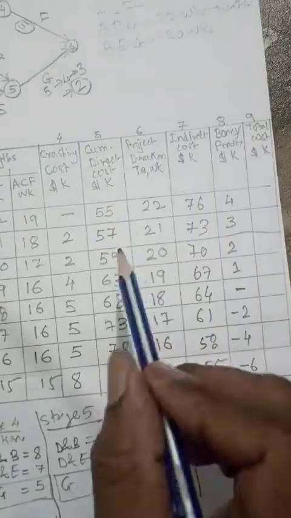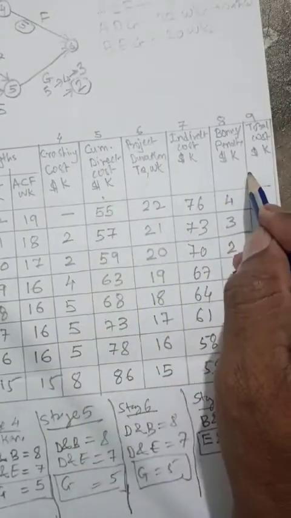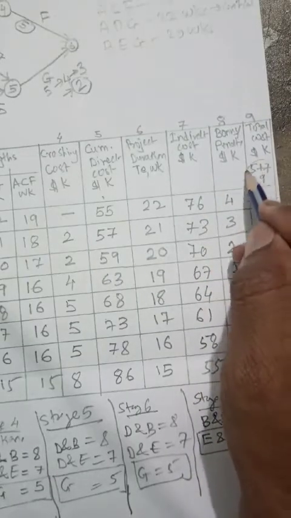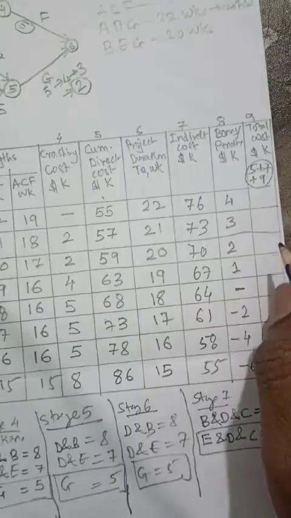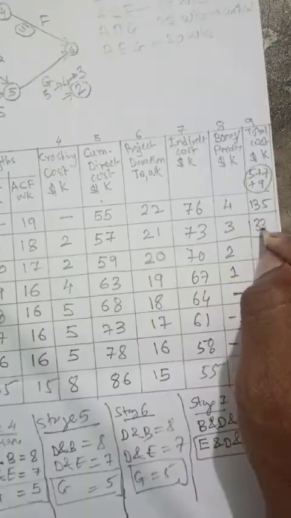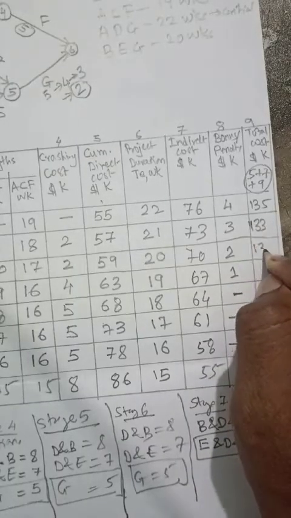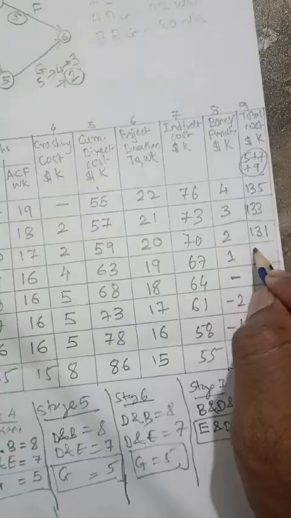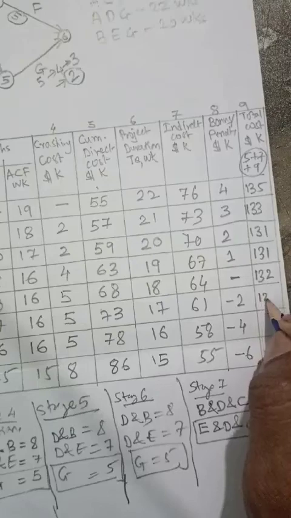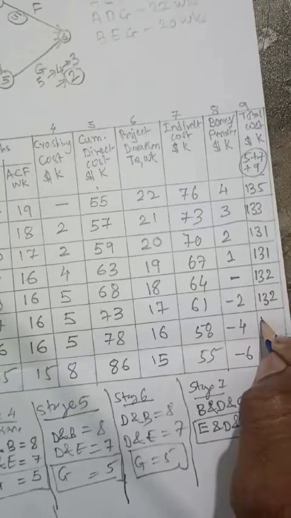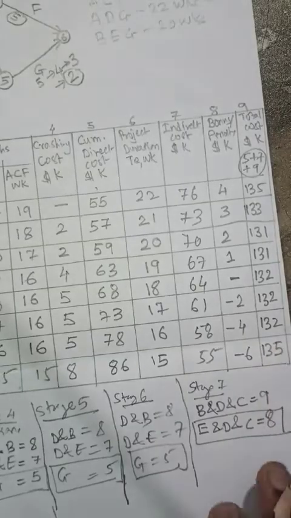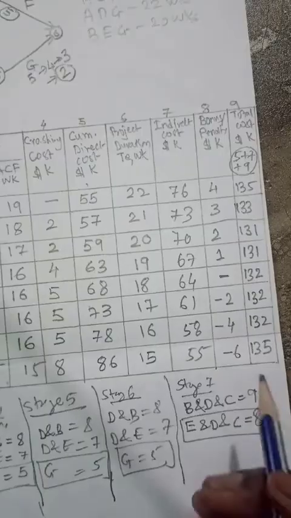So now you will add the direct cost, that is column 5 plus column 7 plus column 9, right? When you do this, you will get these values as 135, 133, 131, 131, 132, 132, 132 and 135. Now to answer the last question, what should be the suggestion?